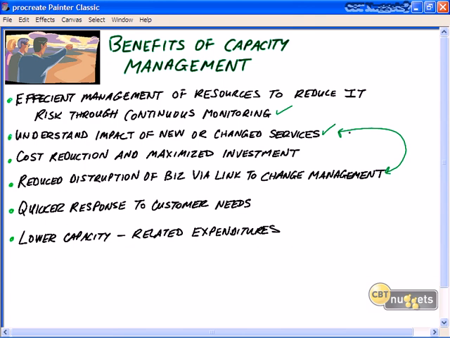and change management. Another benefit of capacity management is to lower costs and to maximize our investment, increase our return on investment, and lower the total cost of ownership, maximizing our corporate investments. By working together with change management, we're going to reduce the disruption to our business of any changes in capacity. It allows us to give quicker response to customer needs, more capacity, more ability to meet the needs of our customers and our users. It also gives us the benefit of lowering capacity-related expenditures.